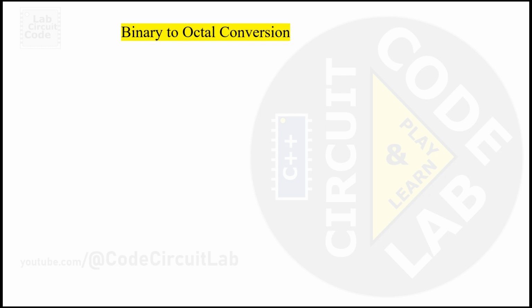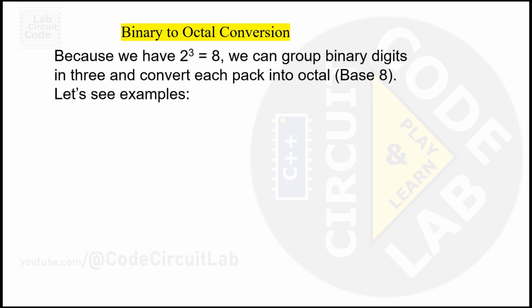A quick method to convert a number from binary to octal. Because we have 2 to the third power equal to 8, we can group binary digits in 3 and convert each pack into octal. Let's see the examples. We have a number in binary 110100. We pack them in 3 digits, starting from the right side. The first pack is 100.